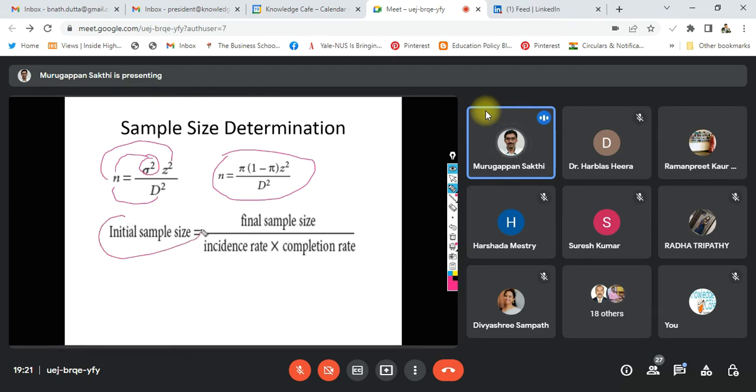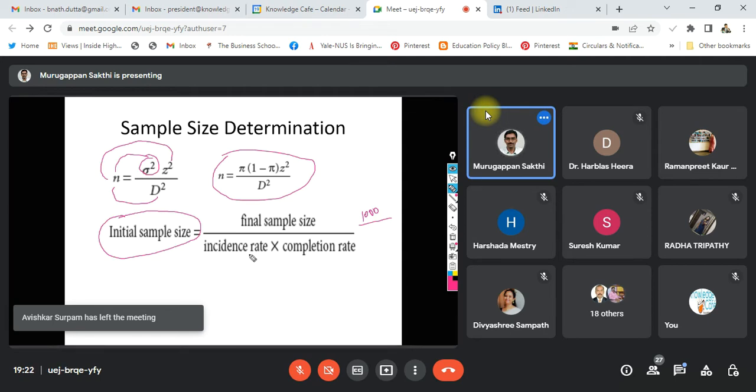Initial sample size. What is an initial sample size? The initial sample size is nothing but the final sample size divided by the incidence rate times the completion rate. Ultimately I would like to take 1,000 samples for the analysis purpose. I'm going and meeting the people, but the respondent may not be available. When I am meeting 10 respondents, I can meet only 8. What is an incidence rate? Out of 10, how many respondents you are meeting? 8 only. Then the incidence rate is 0.8.